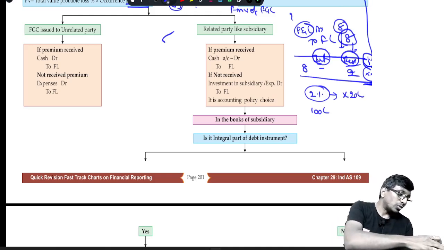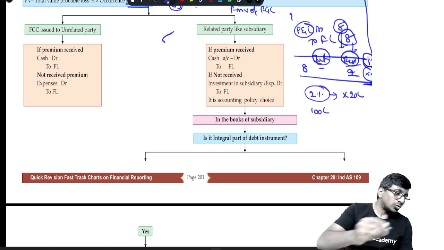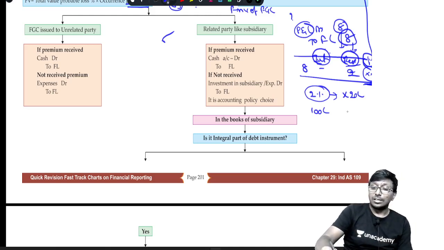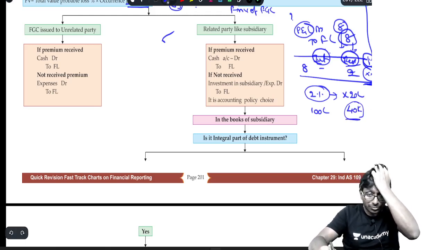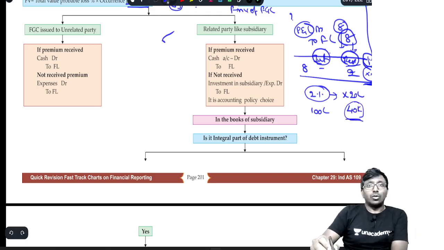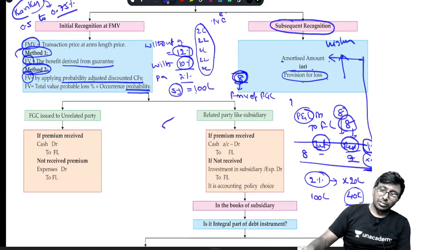Okay, that means what do you say? 20 lakh into 2%. That means you can say 40,000 rupees or 4,000 rupees, whatever comes. Correct. Now, this will be the amount. Okay, example 4 lakh or 40,000 rupees.